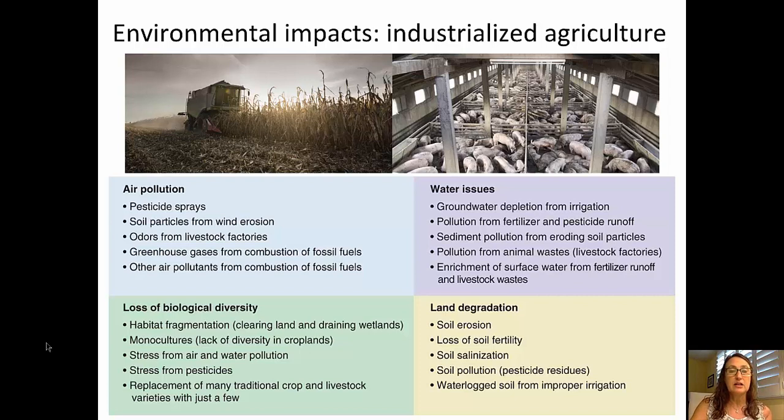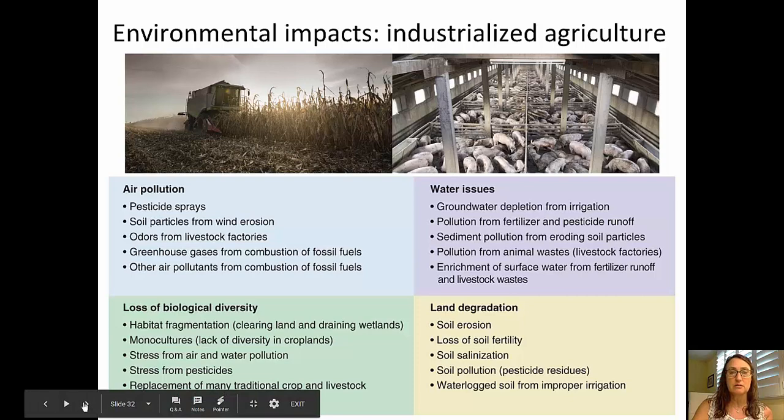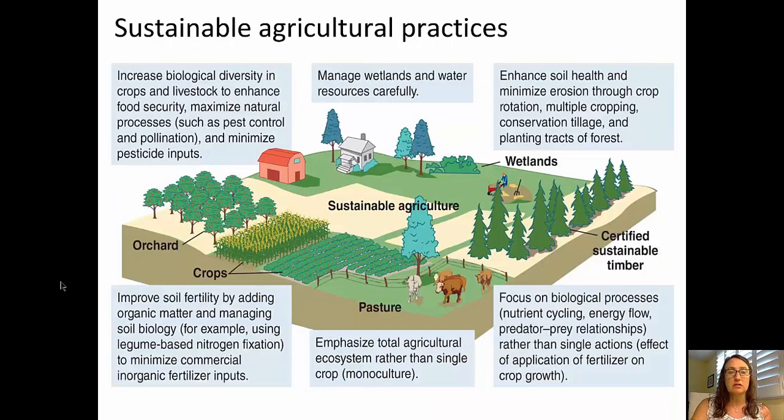In terms of the loss of biological diversity, this is impacted by habitat fragmentation, by the use of monocultures, by stresses from water and air pollution, stresses from overuse of pesticides, and the replacement of many traditional crops and livestock varieties with just a few of them. Now, land degradation, that's soil erosion, accompanied loss of soil fertility, soil salination, pollution from pesticide residues, and waterlogged soils from improper irrigation.